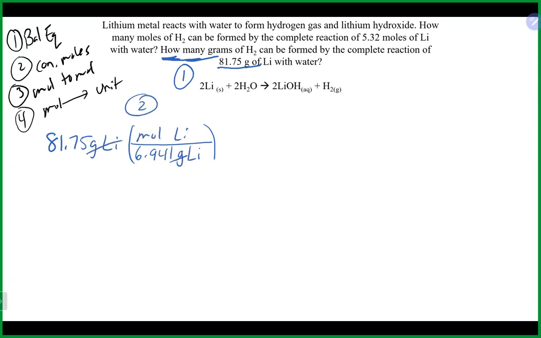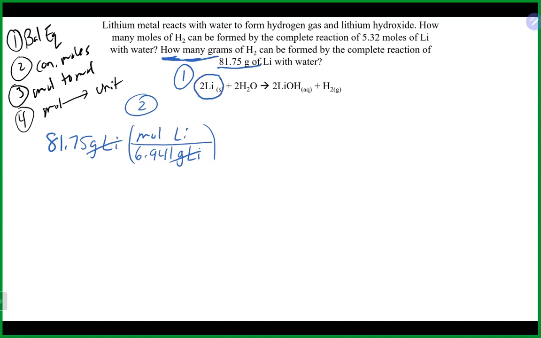The grams of lithium cancel right at this moment. Once again, if I wanted to, I could get an answer, or I could just continue on with the calculation. In this one, I'm going to just continue on with the calculation. At this point, we have moles of lithium, and we need it in moles so that we can do the actual stoichiometry. In this case, it's the same relationship that we saw in the previous problem.